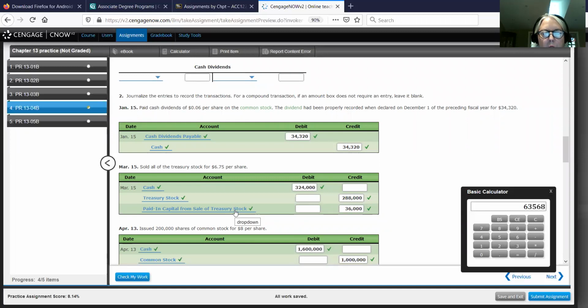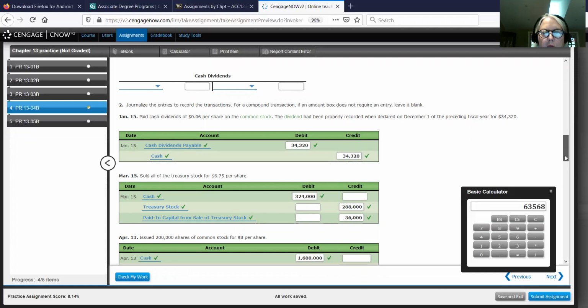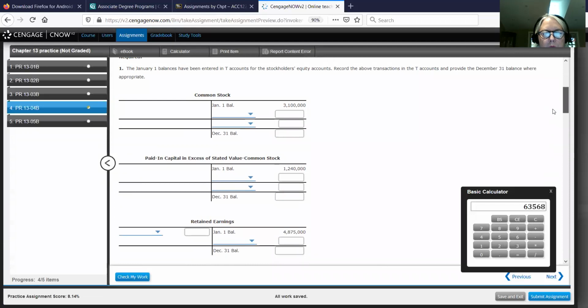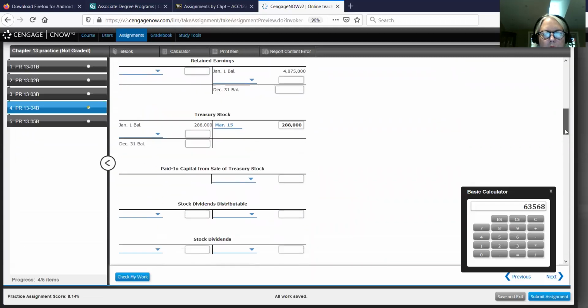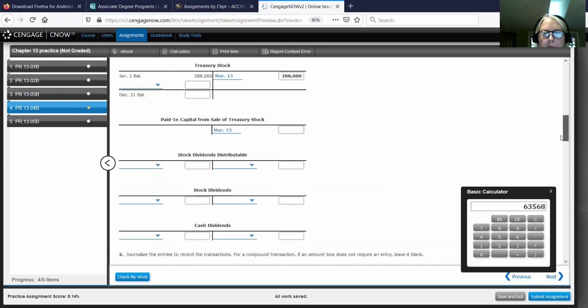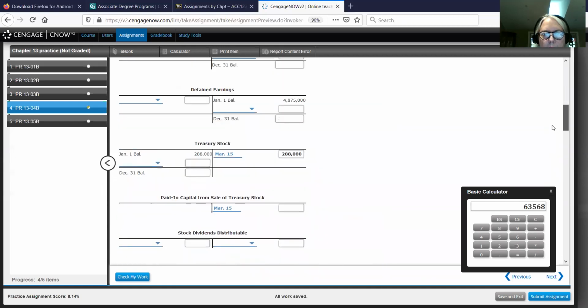In addition to that, we would have to credit the paid-in capital from sale of treasury stock for $36,000. So I'm going to go to my paid-in capital from sale of treasury stock, and on March the 15th, I'm going to record the amount that I credited to that account, which was $36,000. And so I am posting to my ledger accounts.